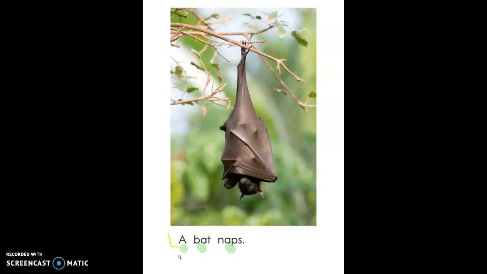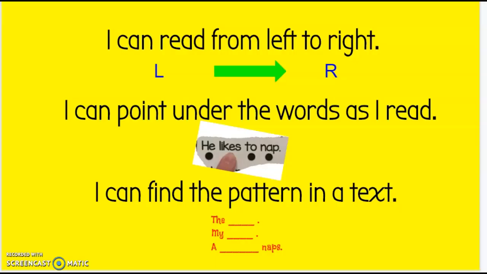Great job today, scholars. Back to our I can statements. Let's all read these together, okay? I can read from left to right. Now you say it. I can point under the words as I read. Now you say it. Great job. I can find the pattern in a text. Now you say it. Good job, scholars. These are all things that we can do now because we're good readers.